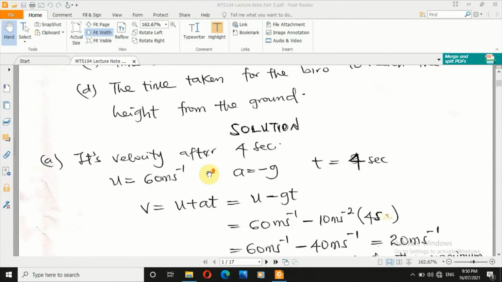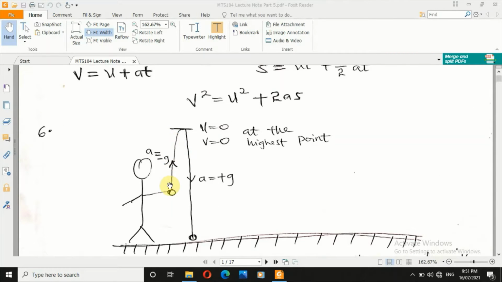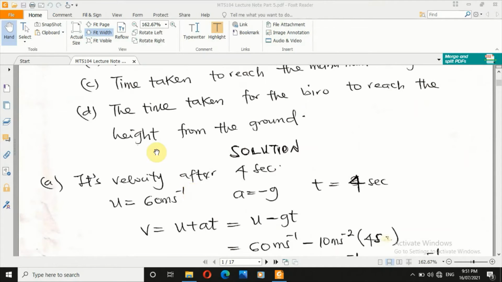What I'm trying to say here is that the time taken for the object to move from here to here is 6 seconds. Then from here to here is 6 seconds. Please take note of that. This diagram is not really perfect to explain that the object is moving. But what the question is saying is that the time taken from here to here and here to here are the same. And that's why I have 6 plus 6 seconds. So the time taken for the barrel to reach the height from the ground.